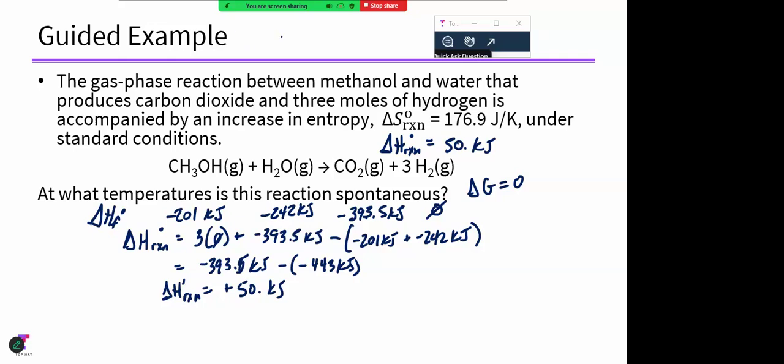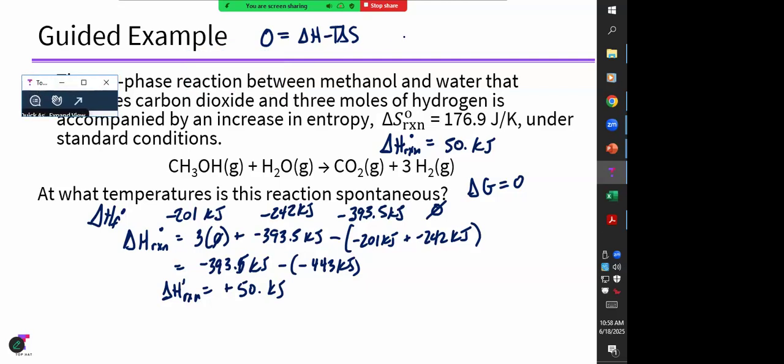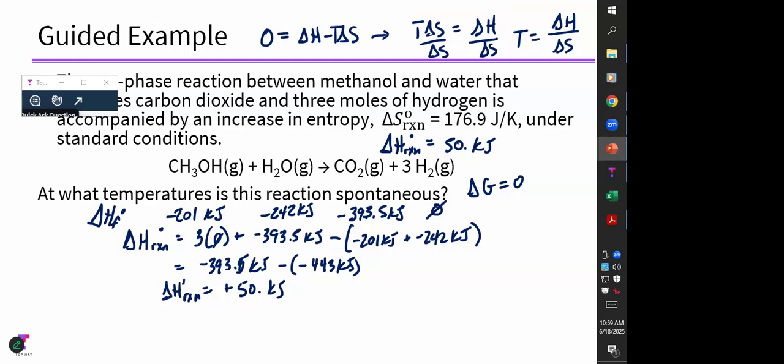And so if 0 is equal to delta H minus T delta S, if we rearrange that equation, T delta S is equal to delta H, so that temperature where things flip around is equal to the enthalpy change divided by the entropy change.